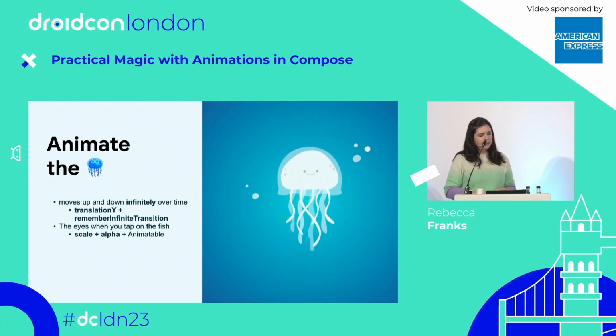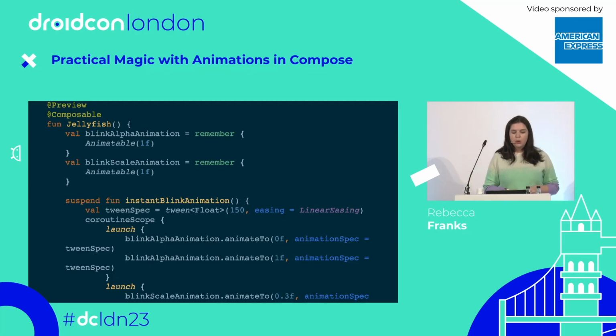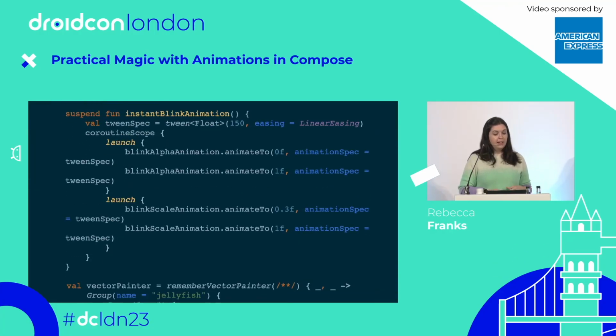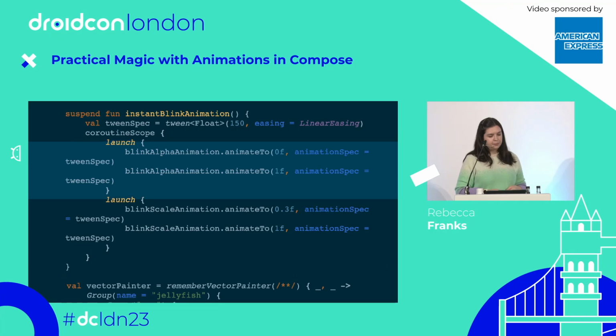Missed a few steps there. Okay, let's look at how to implement this blinking animation. We can create two Animatable objects, one that represents the alpha and the other one that represents the scale. Then we can create a suspend function that we will then call when the jellyfish is touched. We call launch, animating the alpha from 1 to 0, and then back from 0 to 1 after 150 milliseconds. The way that we are calling animateTo here means that these two calls will run one after the other.